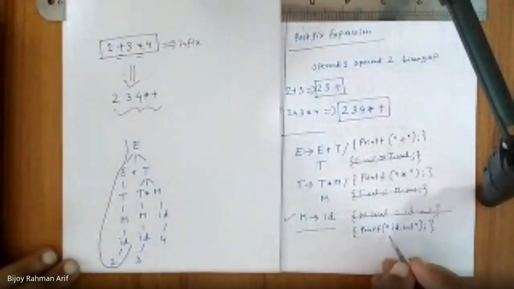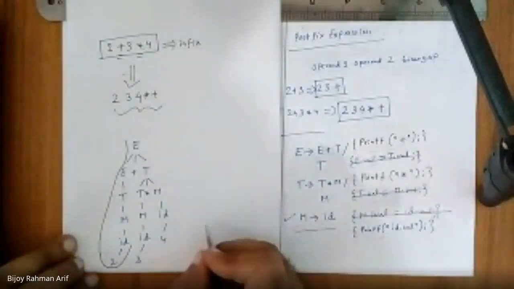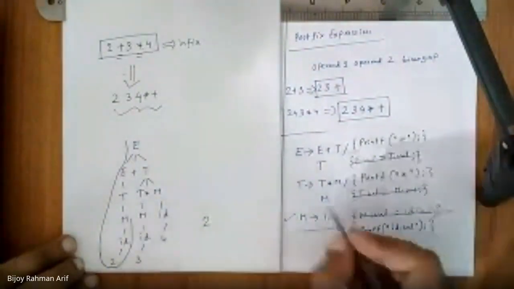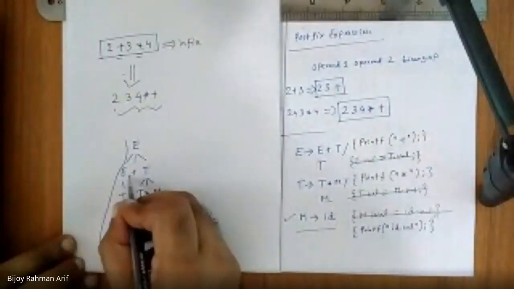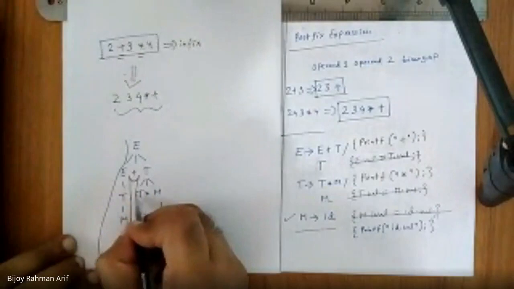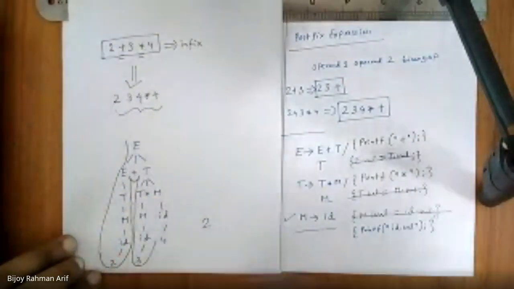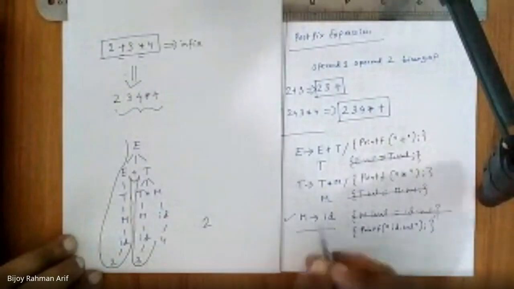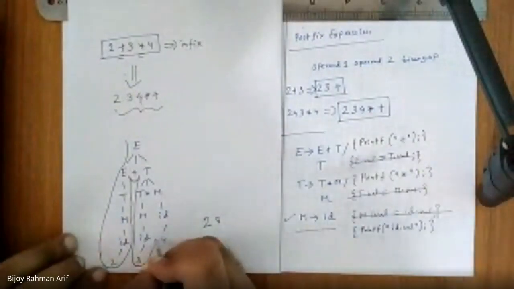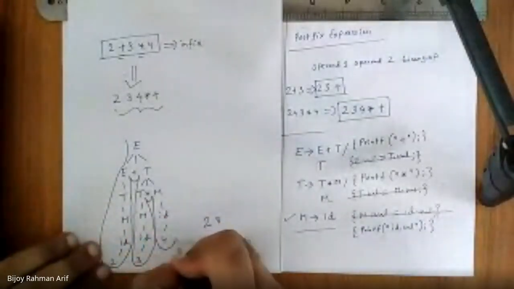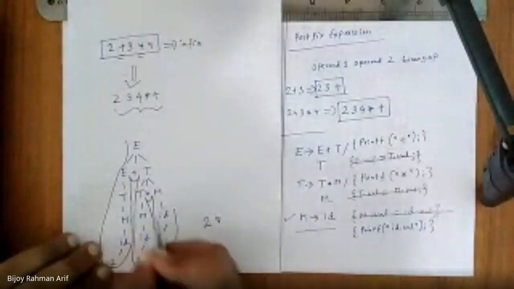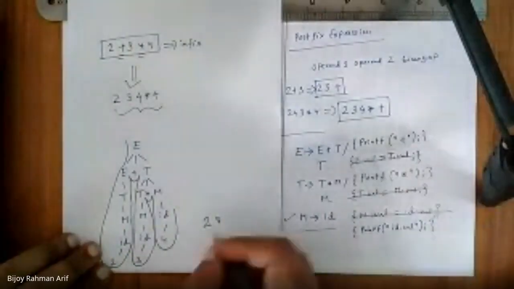So what is the action? Printf id dot val. Good. So I'm going to print 2. Then go over here, no action is there. I cross out that one. Go over there, no action there. Finally, plus, but it is not a reduction. So go back, go back, go back. Finally, I got here. What is the action? M derives ID. So I'm going to print 3. Then no action for star, it is not a reduction. Go over there. What is the action? 4 derives to ID, so ID derives to M. What is the action? I'm going to print 4.